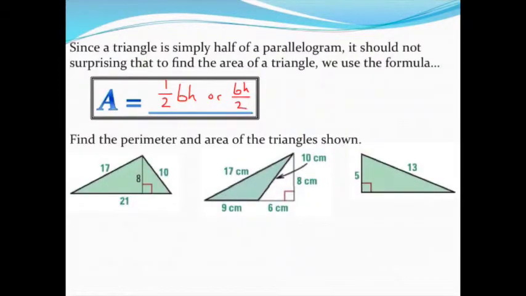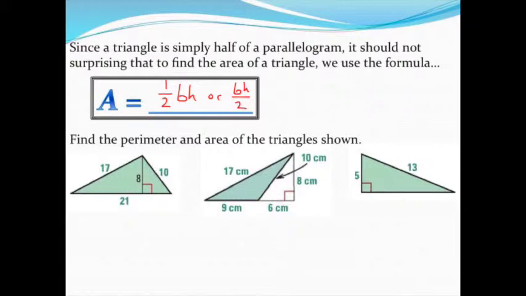When we're working with triangles, we're going to use the formula to find area of 1/2 times base times height, or some people like to do base times height divided by 2. They're both exactly the same. So basically take your parallelogram formula and divide it in half. So let's go ahead and find the area and perimeter of some triangles down here.